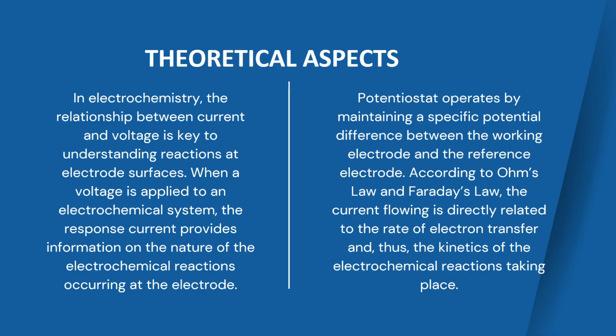And similarly, a potentiostat operates by maintaining a specific potential difference between the working electrode and the reference electrode, and we'll be knowing about these electrodes in the following slides. And other than that, according to Ohm's law and Faraday's law, the current flowing is directly related to the rate of electron transfer and thus the kinetics of the electrochemical reaction taking place.